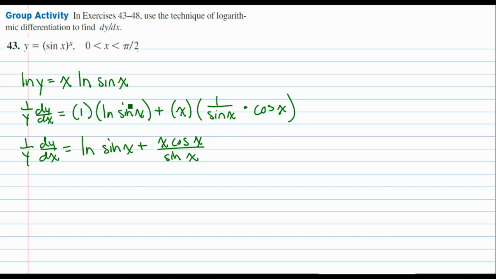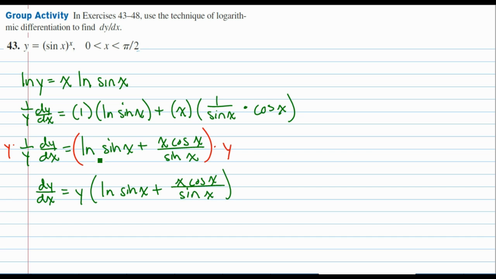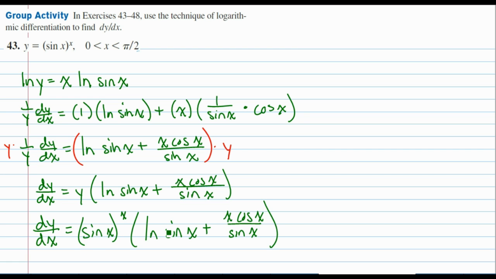Simplify my product rule on the right, and now multiply both sides by y to get dy/dx by itself. And substitute back in the original expression for y so that I have my derivative all in terms of x. My answer is complicated, but as long as you remember the logarithmic step at the beginning, it should be pretty straightforward, just messy.